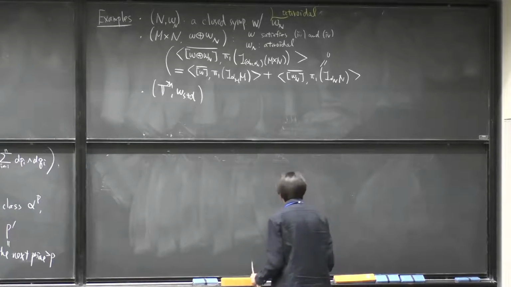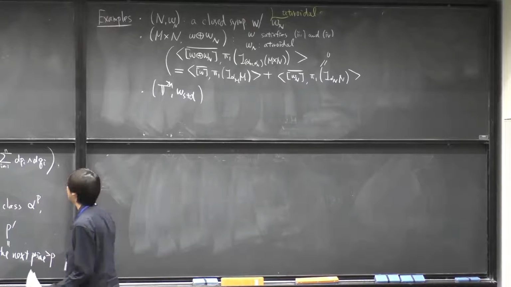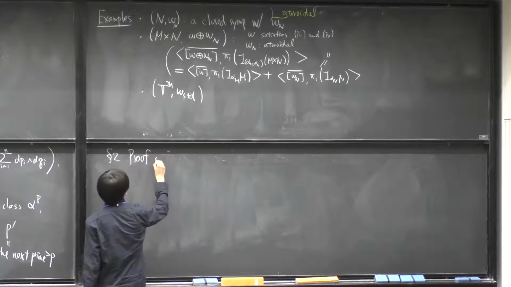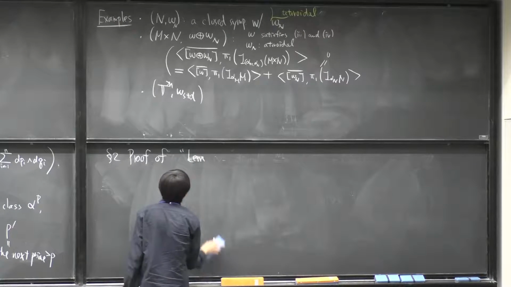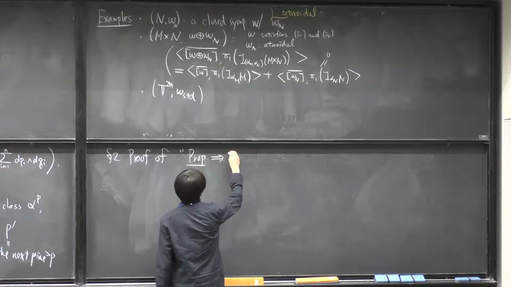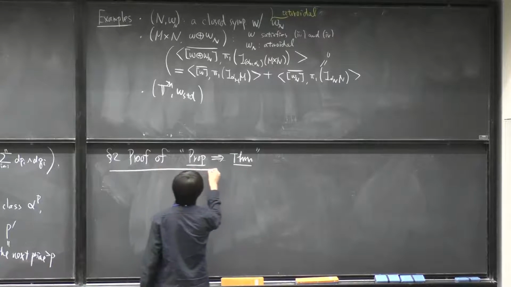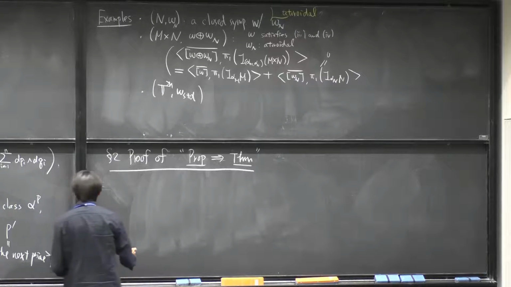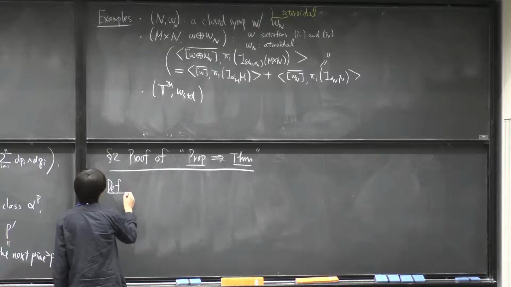Next, I would like to prove the theorem by assuming that the proposition holds. Proof of the theorem from the proposition. At first, let me introduce a notion called primitive.